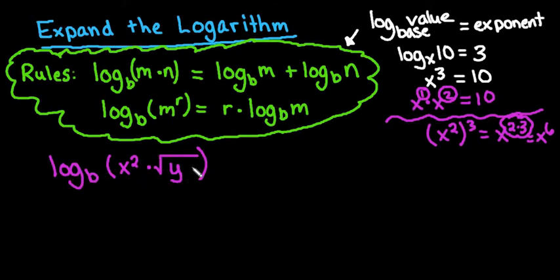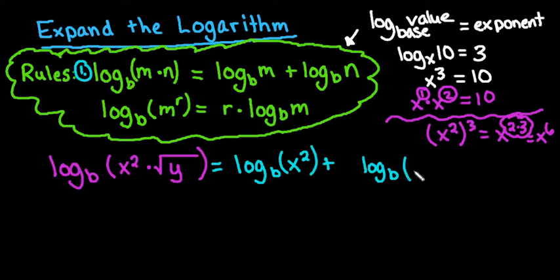So as far as expanding goes, it's very simple. All you're going to do is rewrite it first using the first rule. So we're going to use this rule first. I'm going to take log of whatever my base is. This could be a 2 or a 3 or a 7 or an x. It doesn't matter. Whatever is down there is what you're going to write. And because we are multiplying the two values together, I'm going to take the x squared and put it in the first one, and I'm going to take the square root of y and put it in the second one.